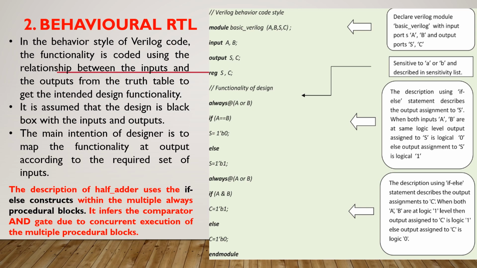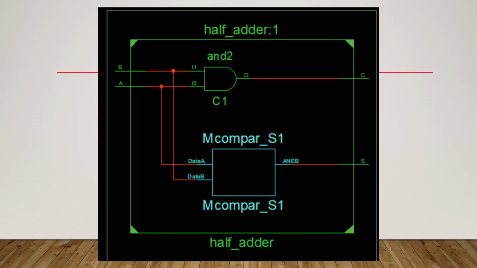Here we have used two always blocks. We can even use multiple always blocks. All the always blocks will execute at the same time. That is, at 0 simulation time, all the always blocks will start. But inside the always block, each and every statement will be executed sequentially. So next we are going to see how this program will generate the RTL schematic.